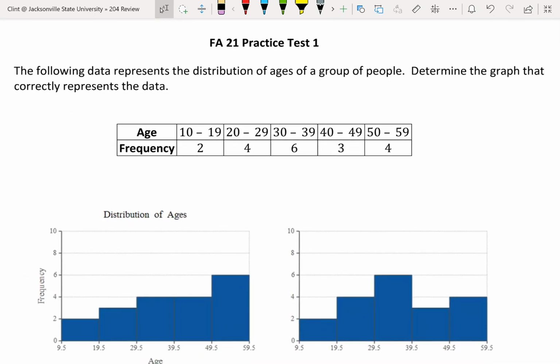Anybody have any kind of just general questions about the test or anything before we start doing the review? Can't think of anything.